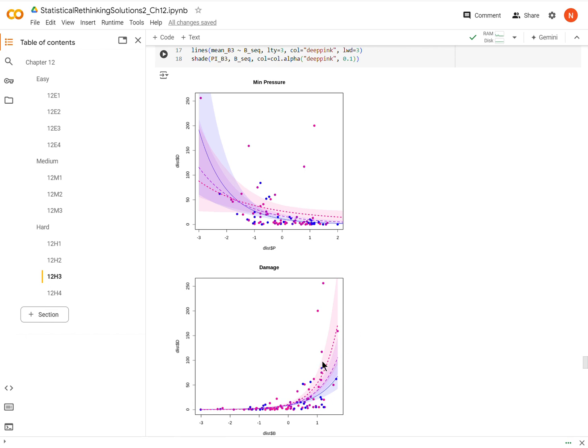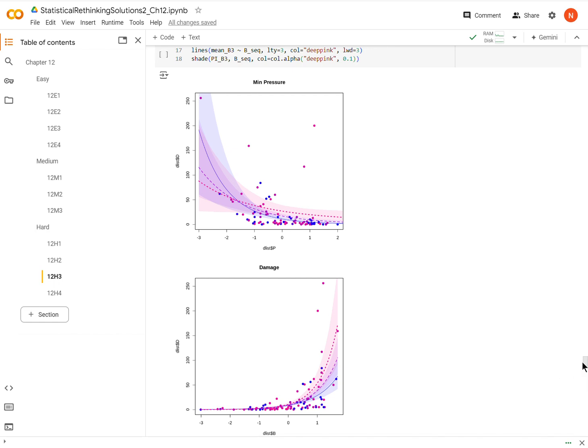You can see visually here, and you could also confirm it with WAIC or PSIS, which I believe we did in that previous video, that the damage is doing a much better job of modeling the deaths produced by a storm.